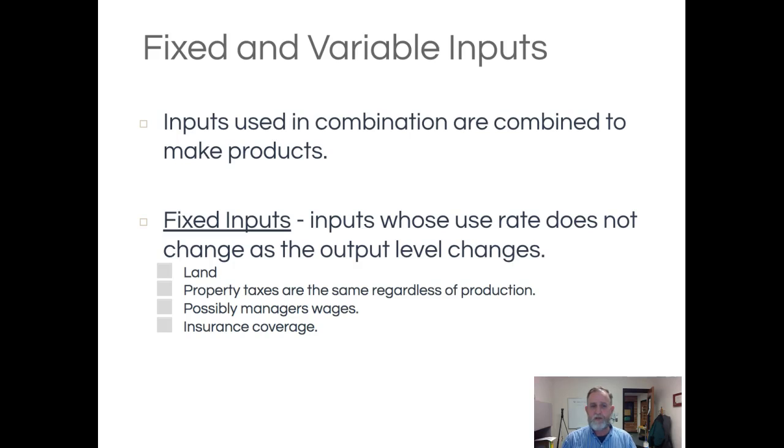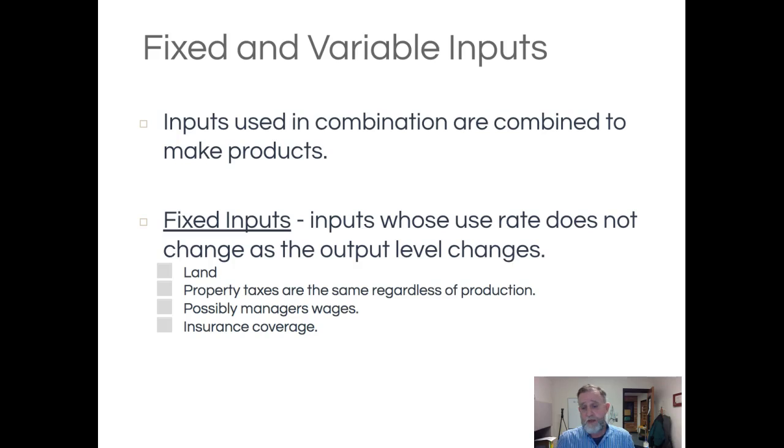So the fixed inputs are those whose rate does not change as the output level changes. I introduce you to that first, because a variable input is the things that change. When we scale the production, or we increase or decrease the production, the variable inputs will be the things that actually change within a time horizon.